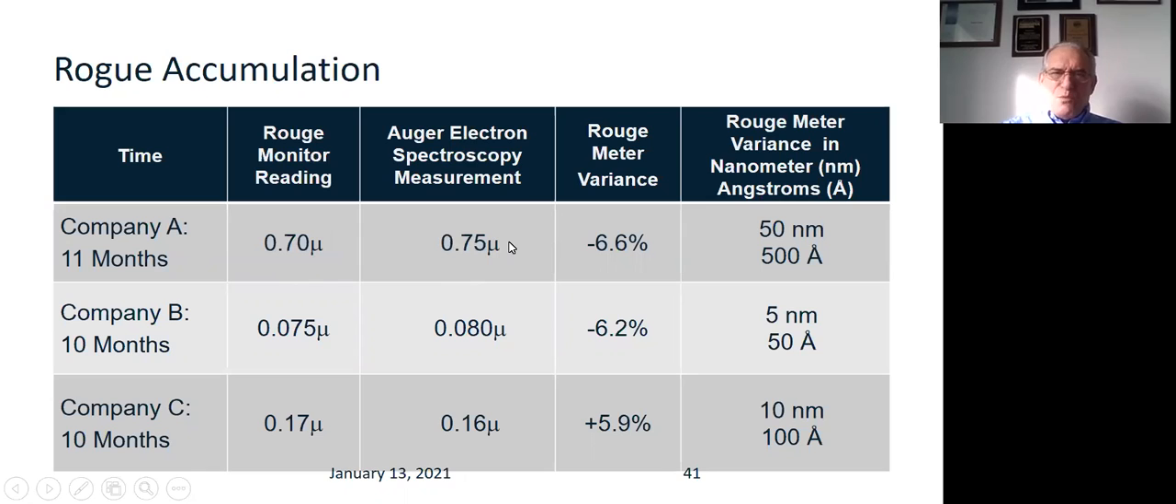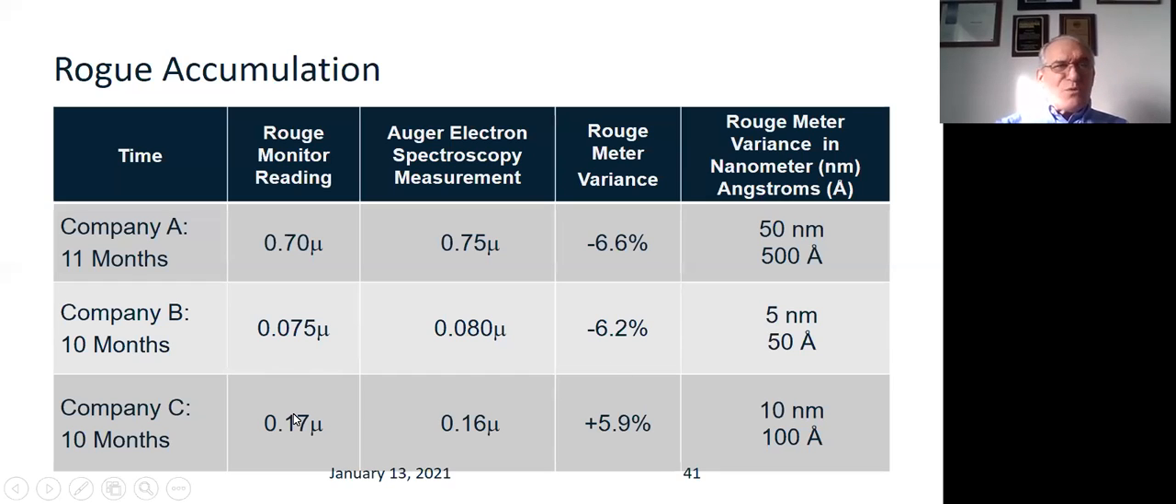This particular water system was abominable. It had what we think were components that were 304 stainless steel, might have even been some other steel that was in there that caused the derouging and passivation to move up very, very rapidly. But the agreement between the Auger and the Rouge monitor were very, very close, within 50 nanometers and about 6% deviation between the two. Company B, which was a more modern water system, fairly brand new, and you can see there that the Rouge rate development was only 75 nanometers over 10 months. And the Auger showed that it was 80. Again, a very good agreement between the two at 5 nanometers.